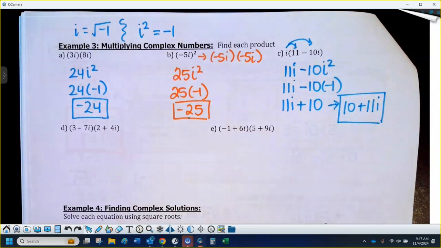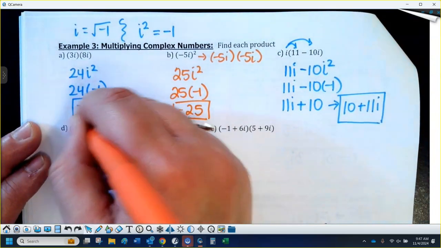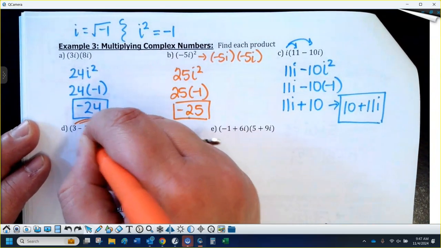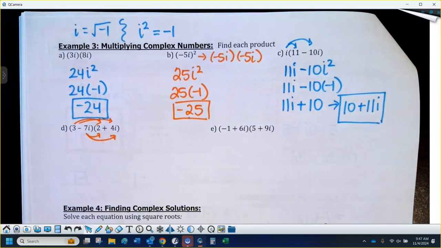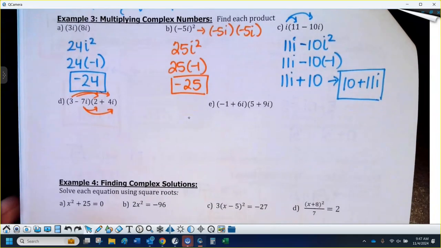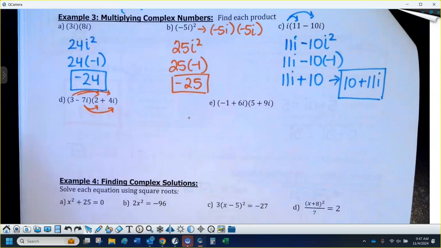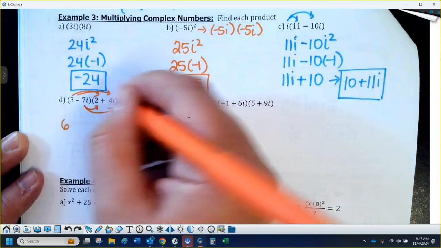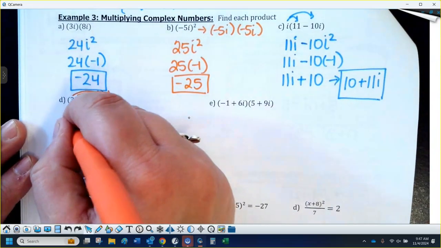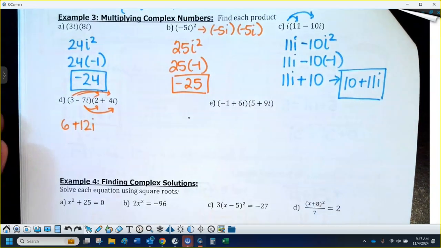The last two work like you think they would. It's just two complex numbers we're multiplying together. Works like a FOIL. Or a box if you want to draw yourself a box. I just like to think of it as a double distributive property. So I'm going to take 3 times both guys in the second set of parentheses. So 3 times 2 is 6, and 3 times 4i, you can always multiply, is 12i.